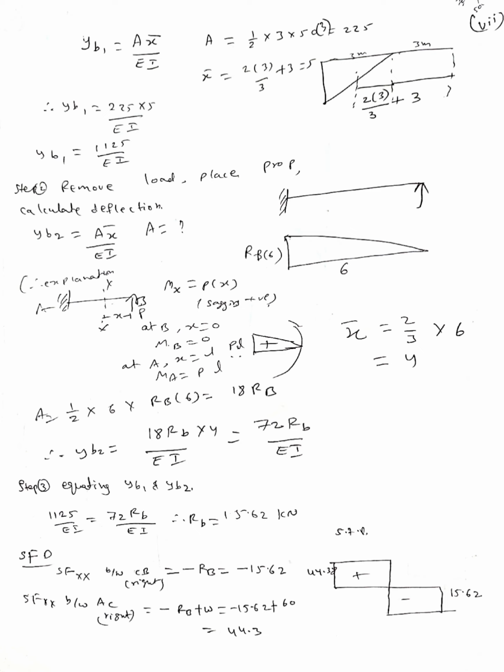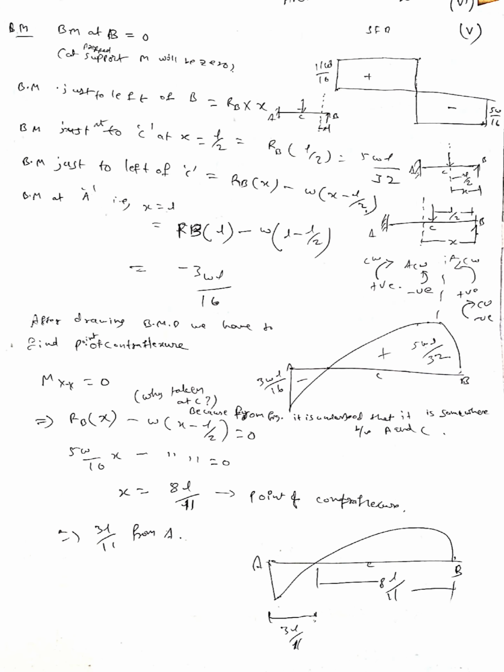Step 3: equate YB1 and YB2. So 1125 by EI equals 72 RB by EI. So RB you will get as 15.62 kilonewton. When you get RB, you can draw SFD and BMD. SFD is at B 15.62, and at A it is 45.32 with a negative sign at B. We can also draw the bending moment diagram by taking sections between each span.